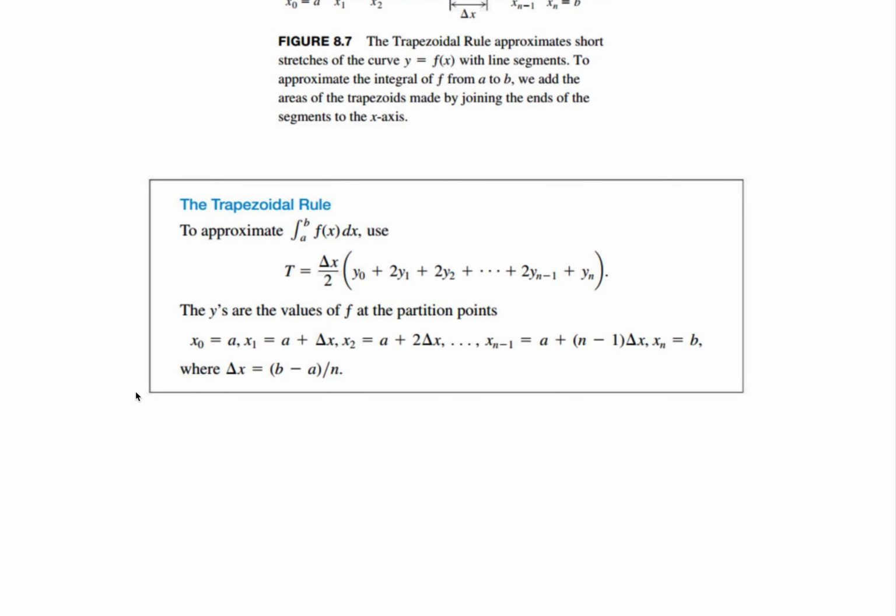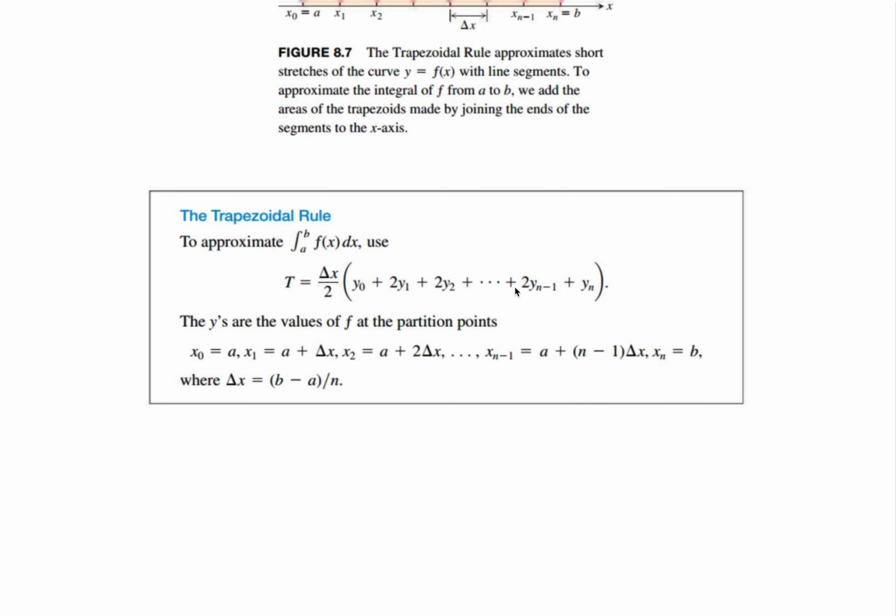And that is summarized for us in the trapezoidal rule. So it says, to approximate the area under the curve f of x from a to b, we can use this rule. It's going to be delta x over 2, and then it's y naught plus 2y1 plus 2y2, and so on, down to that last y value, yn.